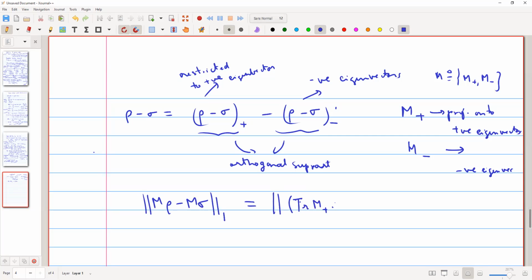So trace M plus rho, trace M minus rho. This is the probability distribution of the first state. Trace M plus sigma, trace M minus sigma. So it's a two outcome measurement. So the probability vector has just support of size 2.